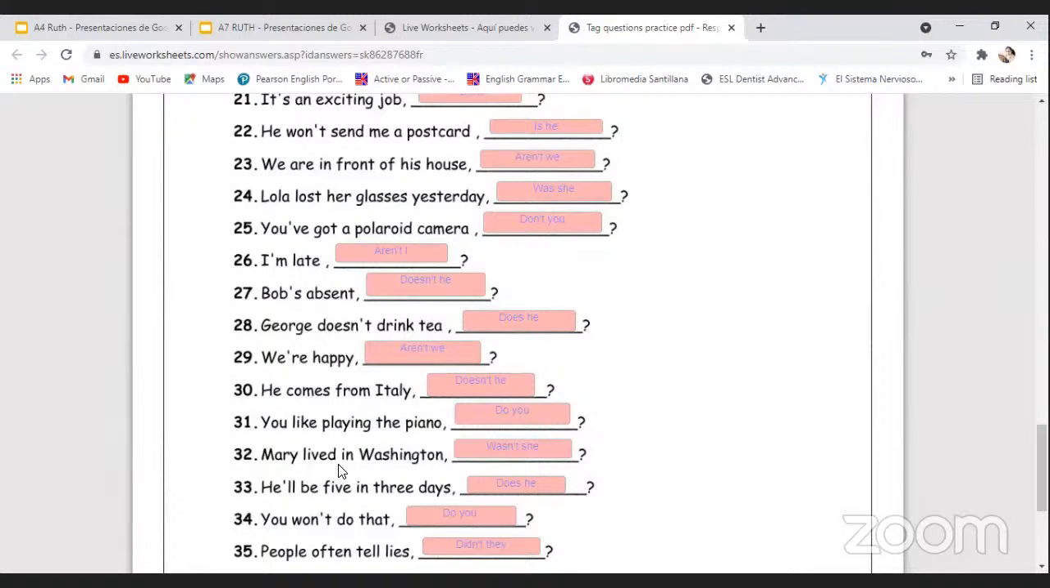Mary lived in Washington. Oh, here again is the simple past tense, right? Because we don't see here the verb to be in the past. Mary lived in Washington, didn't she? Okay. He'll be 5 in 3 days. Again, no future. He will. So, won't he? Here is future. You won't do that. Will you? Again, future.